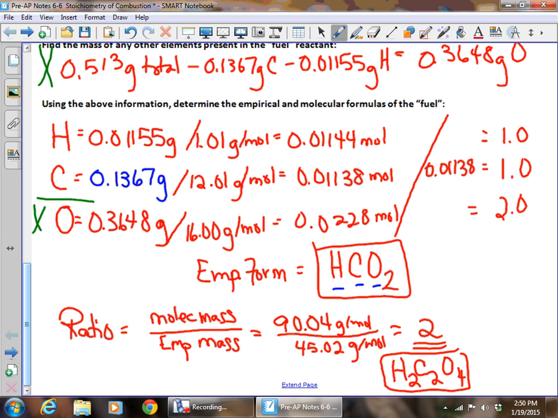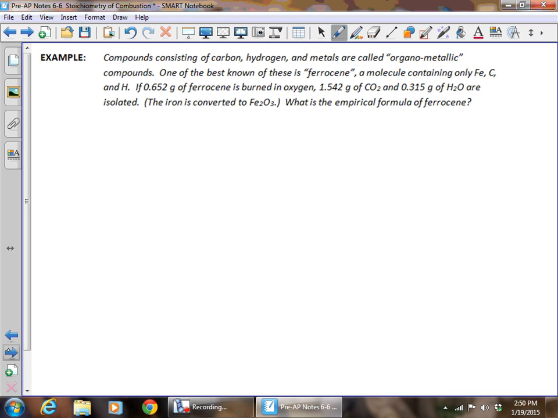I'm going to do one more problem just to make sure we can pull this all together. We've got compounds that have carbon, hydrogen, and metals that are called organometallic compounds. One of the best known of these is ferrocene, and it's a molecule that contains only iron, carbon, and hydrogen. So the first thing we need to do before we go any further is to make a chemical equation to show what's happening. And remember, we know it's got iron, carbon, and hydrogen, but we don't know the subscripts.